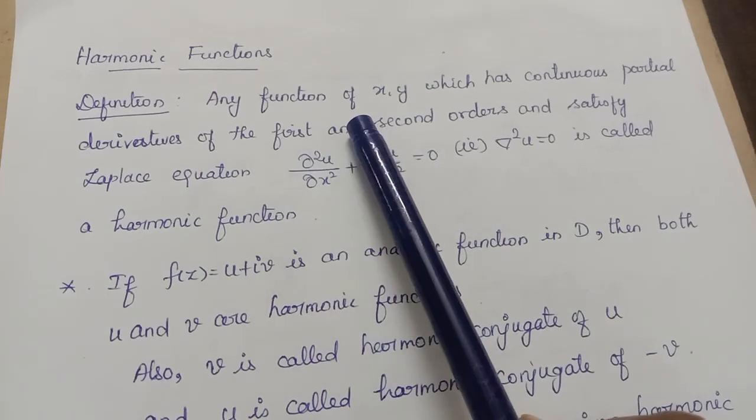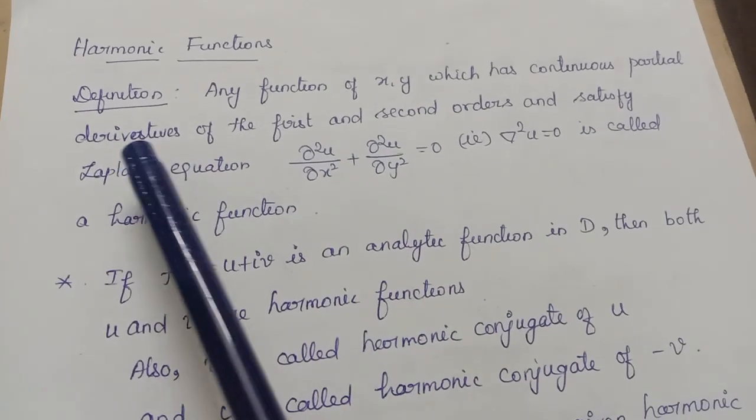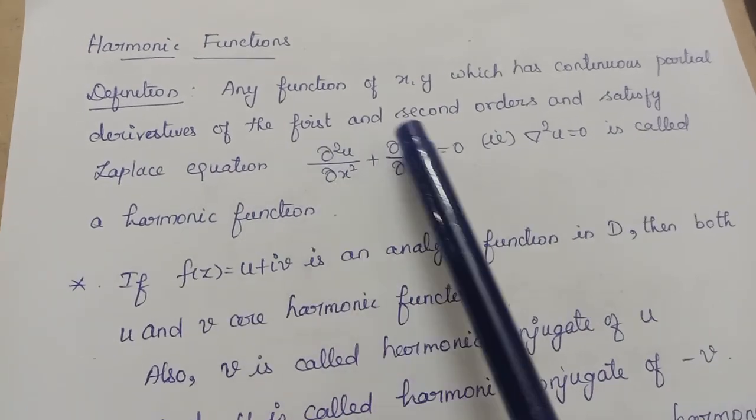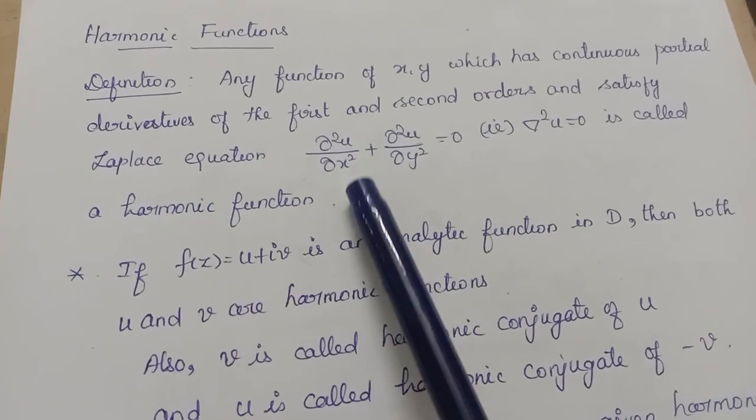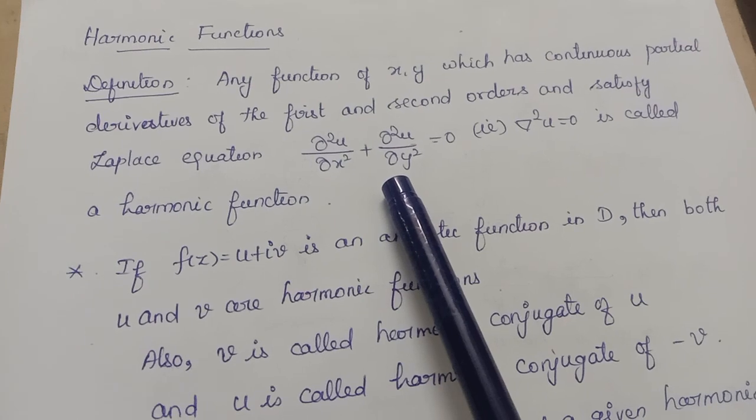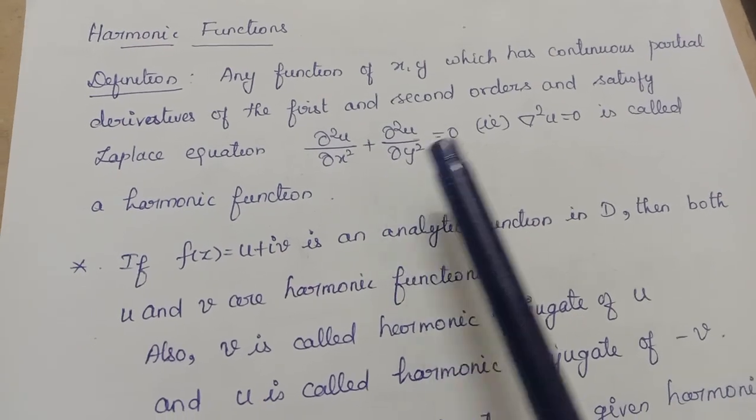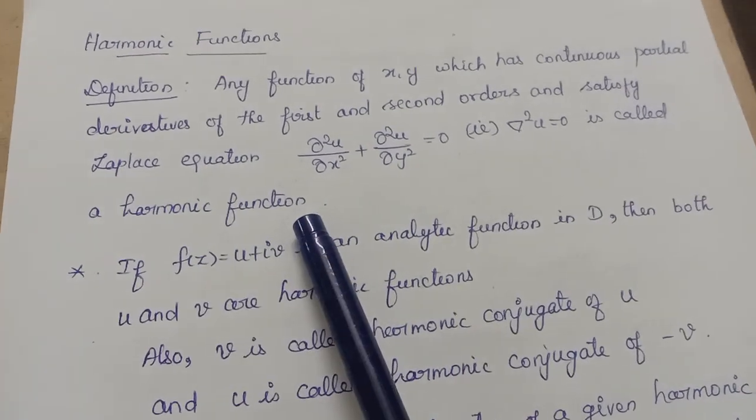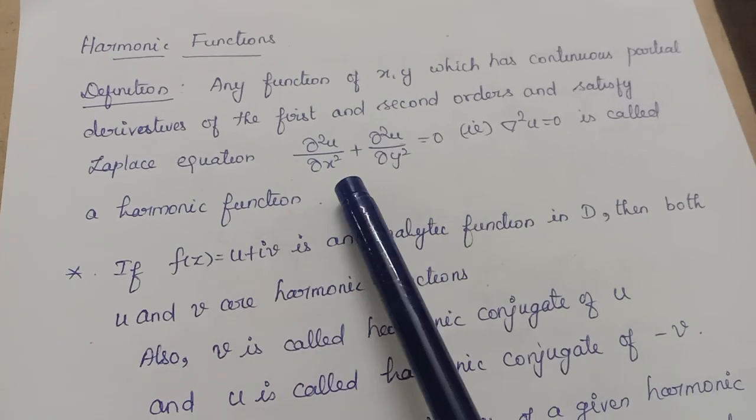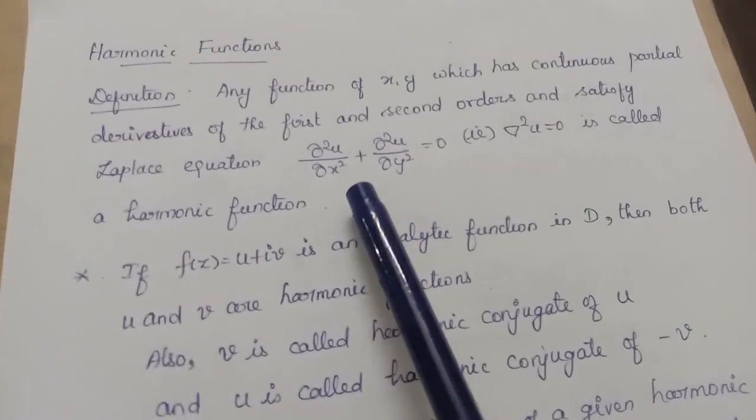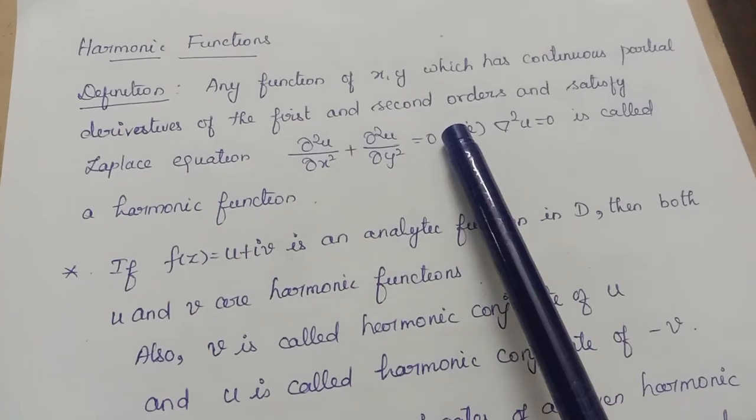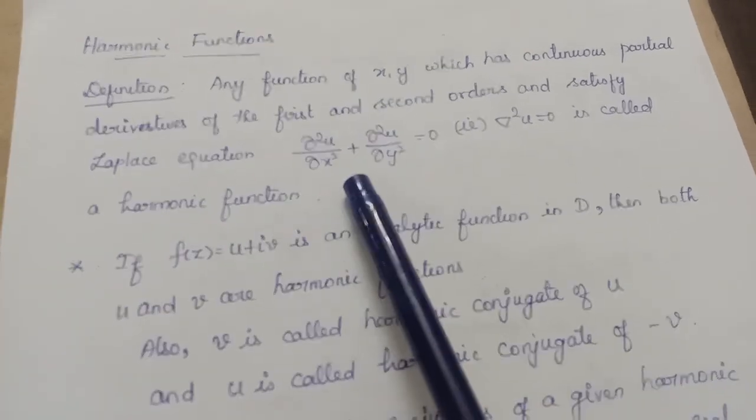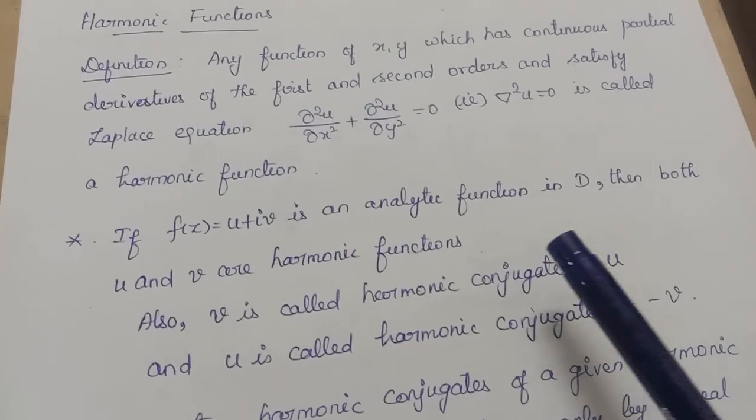A function of x, y which has continuous partial derivatives of first two orders and satisfies the Laplace equation, del square u by del x square plus del square u by del y square equal to 0, is called a harmonic function. So this is the condition to be satisfied for being a harmonic function. The first two partial derivatives exist and this equation must be satisfied.